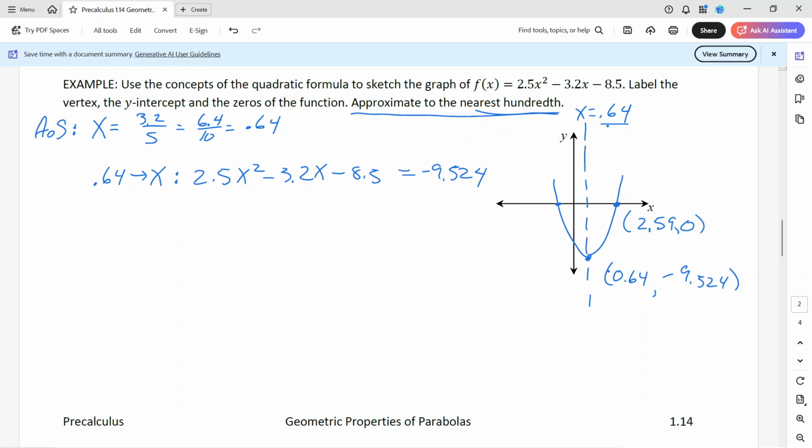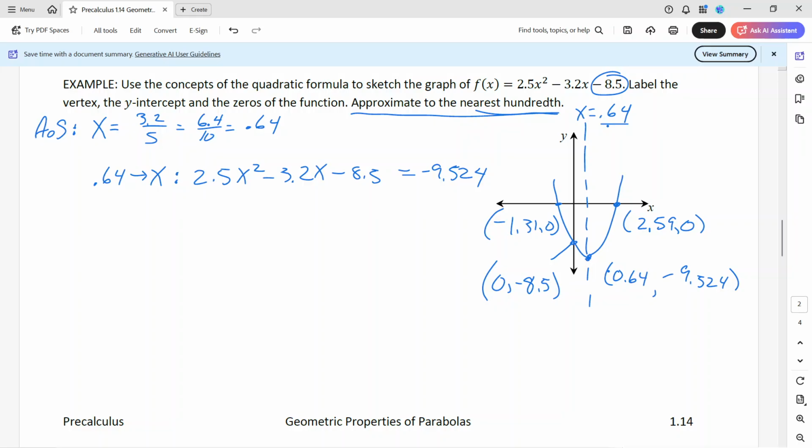Now I'm just going to turn right back around and reset my guess to something left of 0.64. I'll just use a 0. And this time when I solve, I get negative 1.31. So I've got my vertex point, I've got my x-intercepts. The only thing I don't have is my y-intercept, and that was given to me right there. So my y-intercept is x value 0, y value negative 8.5.